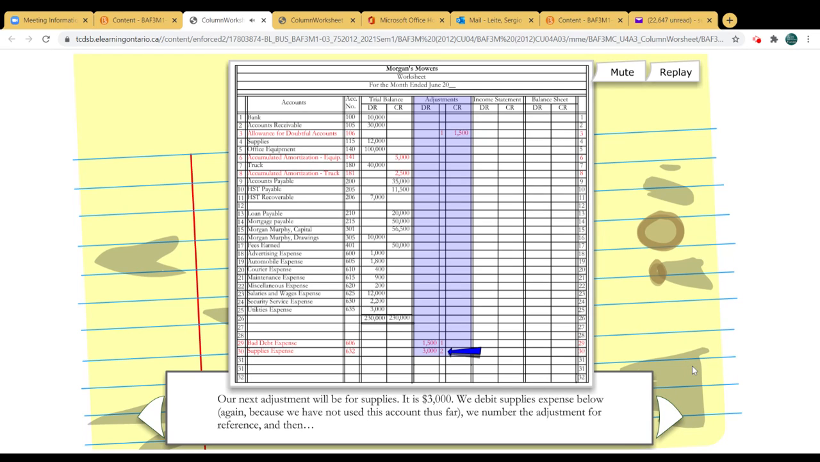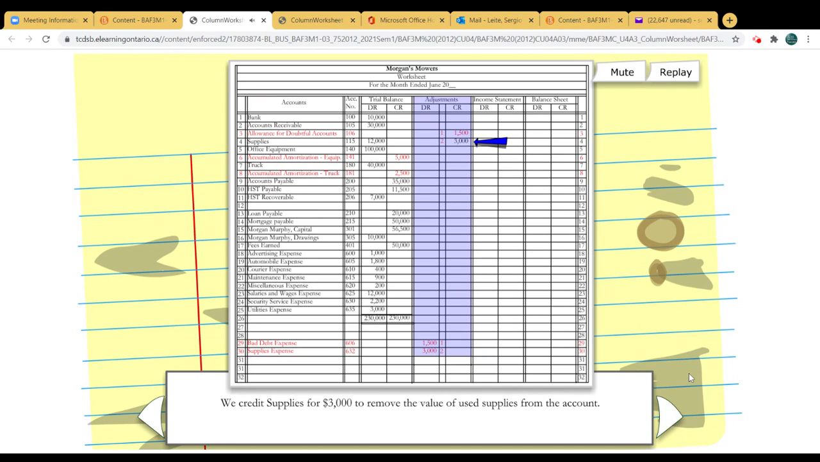Our next adjustment will be for supplies. It is $3,000. We debit supplies expense below, again, because we have not used this account thus far. We number the adjustment for reference, and then we credit the supplies for $3,000 to remove the value of the used supplies from the account.